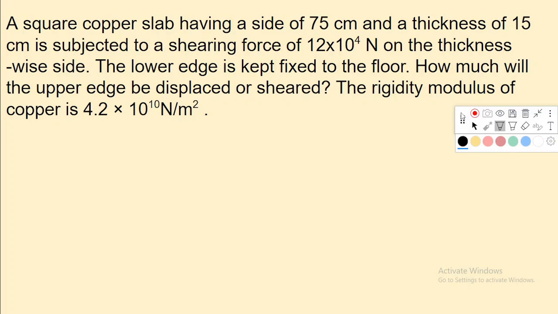You have to read it once again. A square copper slab having a side of 75 centimeter and a thickness 15 centimeter is subjected to a shearing force of 12 into 10 raised to 4 Newton on the thickness Y side. The lower edge is kept fixed to the floor. How much will the upper edge be displaced or sheared? The rigidity modulus of the copper is 4.2 into 10 raised to 10 Newton per meter square.